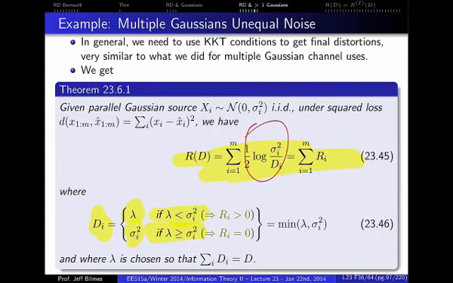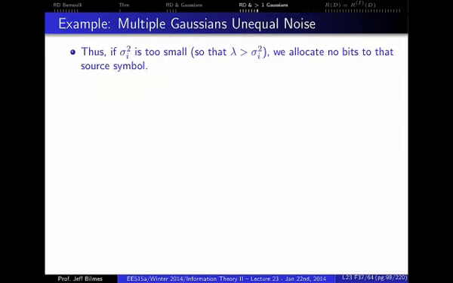Otherwise we just communicate, and we choose the lambda such that the resulting distortions, the ones that are set to these values, sum up to D. So this might seem a little bit confusing, but this is the inverse water filling argument.